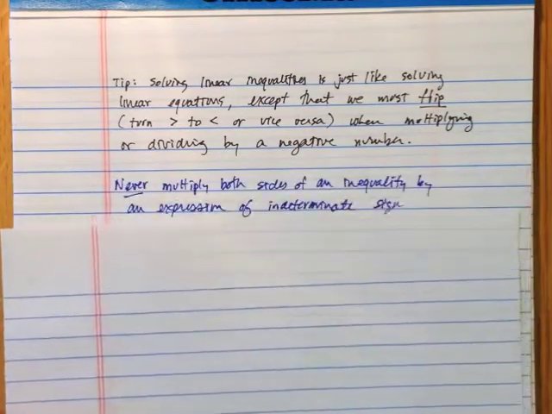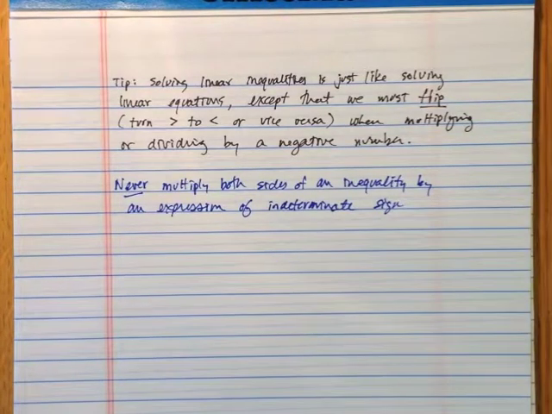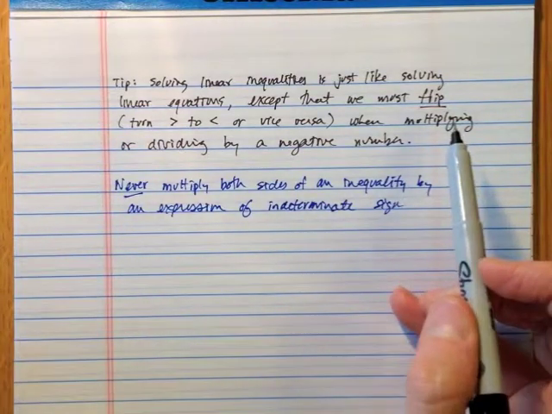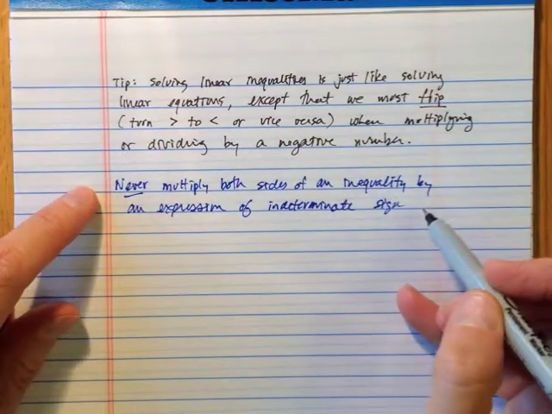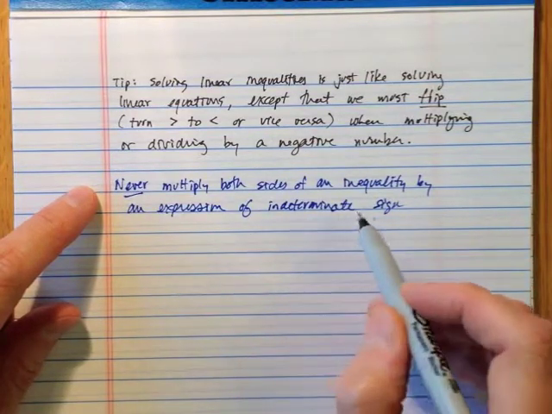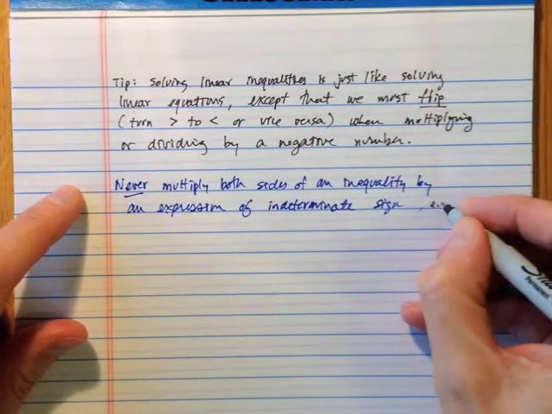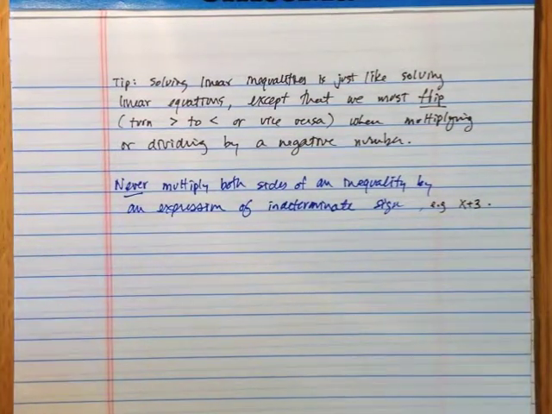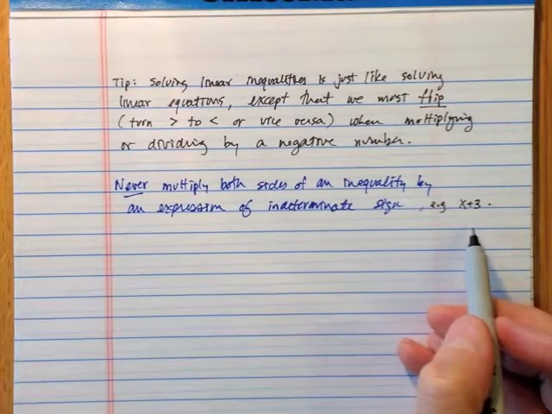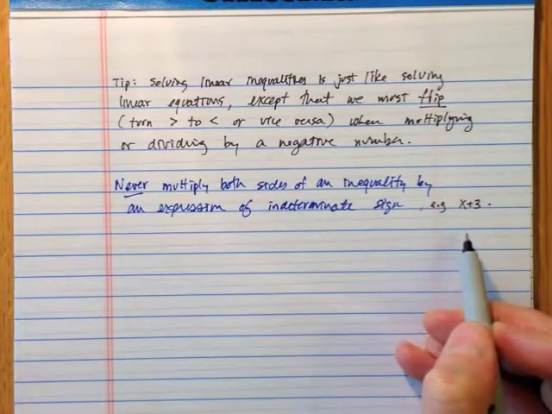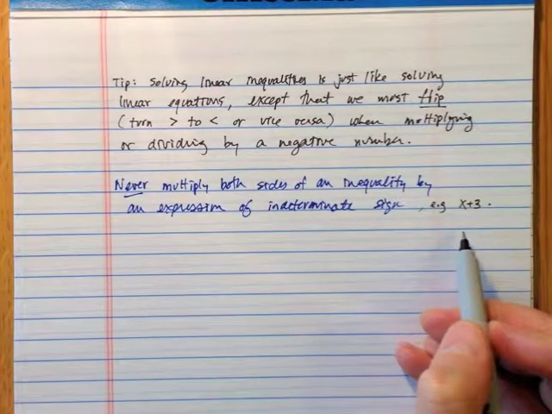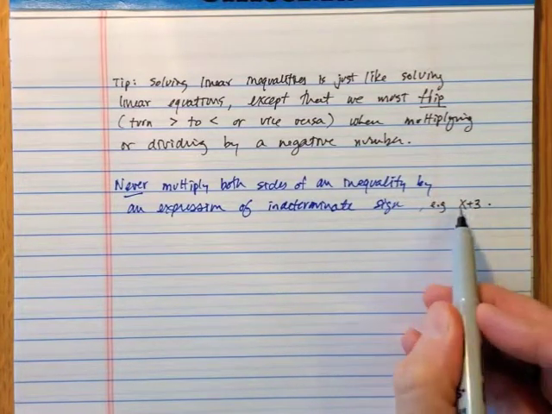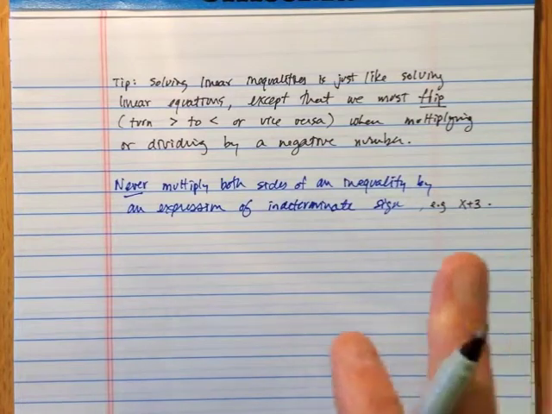And one other really important reminder. I don't think it comes up in this section, but it doesn't hurt to tell you now: because you have to flip the direction of an inequality when you multiply by a negative number, we never multiply both sides of an inequality by an expression of indeterminate sign. For example, x plus 3. I would never multiply both sides of an inequality by x plus 3 because I don't know whether x plus 3 is positive or negative. For some values of x it's positive and I wouldn't change the direction of the inequality. For other values of x it's negative and I would have to change. So if I multiply by x plus 3, I don't know whether to flip the direction of the inequality or leave it alone.